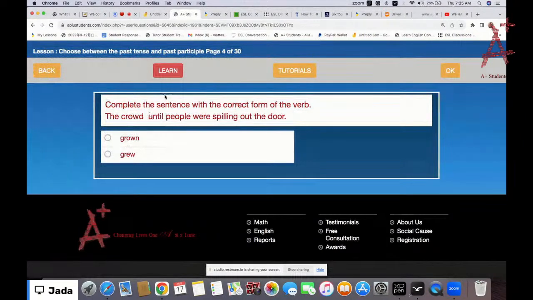Now this one, can y'all check and let's see which one is the right answer? So which one is the right answer? The crowd dashed until people were spilling out the door. So is it the crowd grown or grew? Okay. Charlene says grew. So the crowd grew until people were spilling out the door.